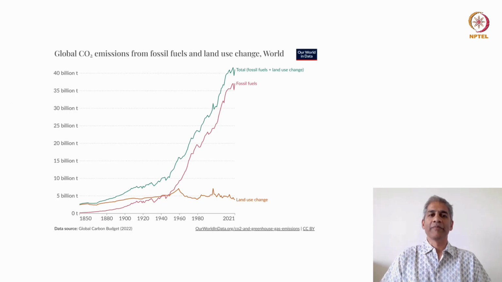So now let's look at the major greenhouse gas, which is carbon dioxide, and its level of emissions globally. And here the graph shows us the change in global CO2 emissions from 1850 to 2021. And you can see that there is a constant upward trend to the amount of CO2 being emitted into the atmosphere. And one thing that you should note here is the numbers shown on the y-axis.